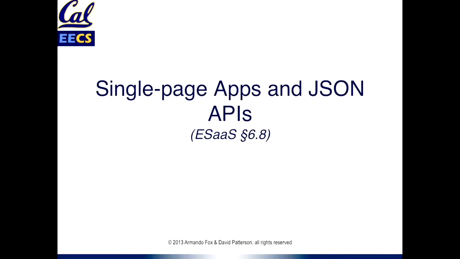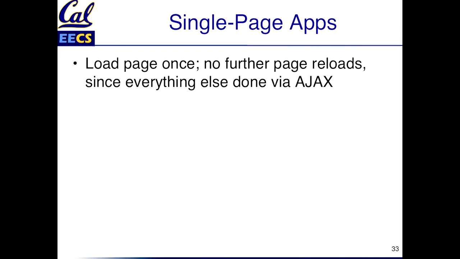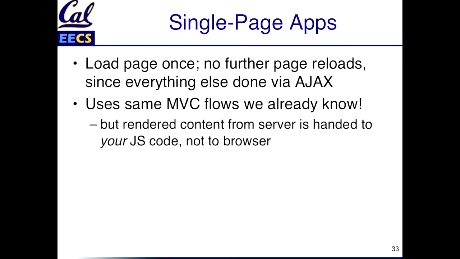All right, last bit of JavaScript, single-page apps and JSON. So what are single-page apps? These are things where you kind of load the page once, and after that you don't load the page again. Everything else pretty much happens through Ajax. Pivotal Tracker is kind of an example. But again, the big message here is you already know all of the flows that are used to do this.